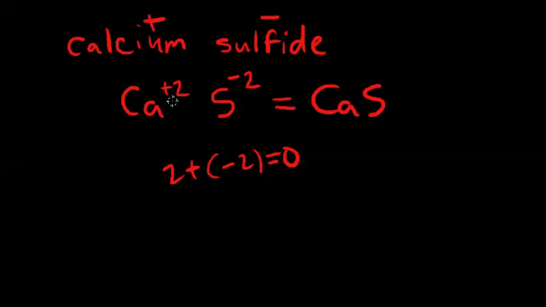So if you have equal but opposite charges, you got +2, -2, you're just going to need 1 of each. So basically, you just drop these and rewrite it as CaS, calcium sulfide. So there's our formula for that. Let's look at another example.